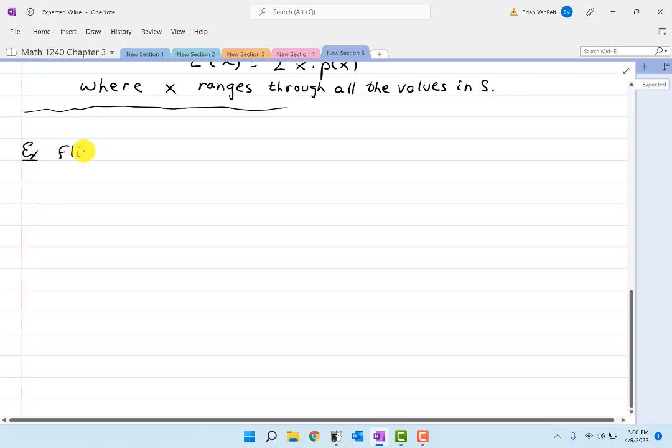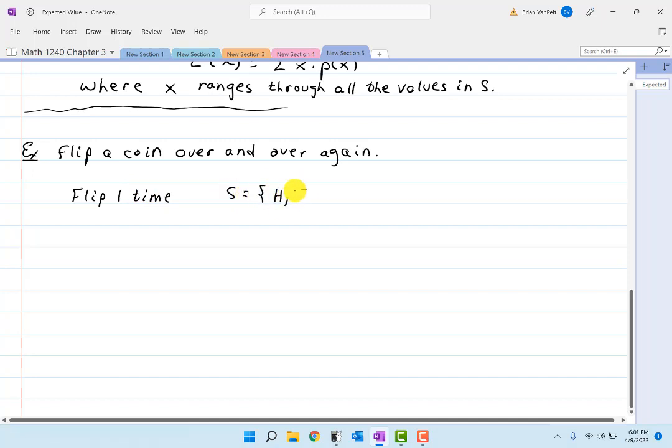Flip a coin over and over again. What I'm going to do is do the expected value for each of these. So let's do flip one time. If I do that, my sample space consists of only two outcomes, heads or tails.